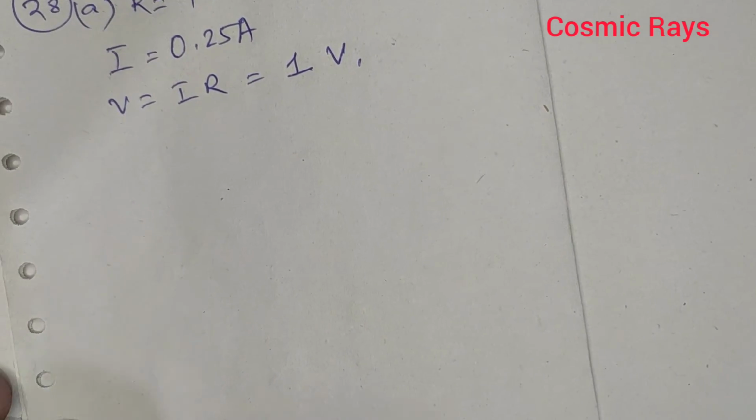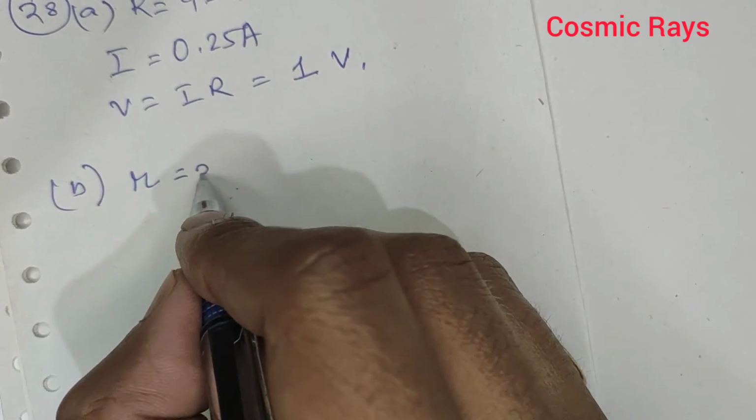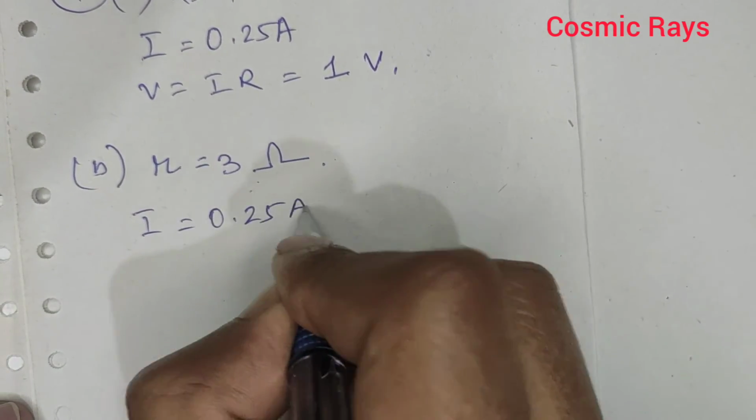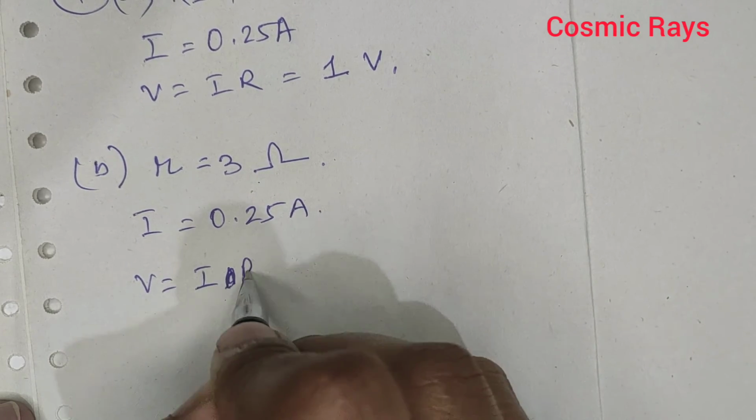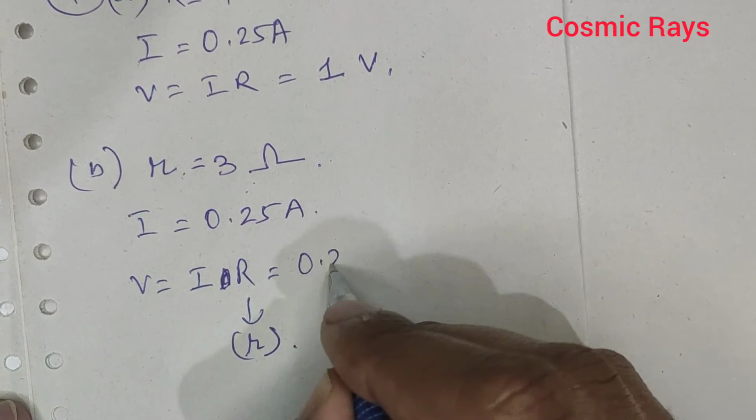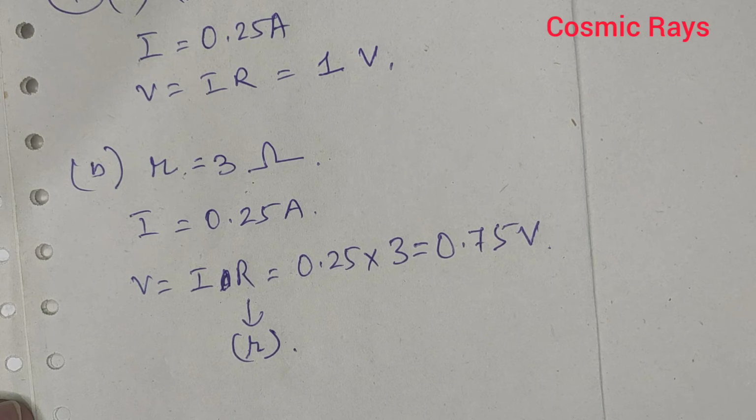Now second part of the question is, we have to calculate potential difference across the internal resistance, that is small r. So internal resistance small r is 3 ohms. Again current is the same, that is 0.25 ampere. So V is equal to I small r, which is the internal resistance, so 0.25 into 3, so this comes as 0.75 volt.